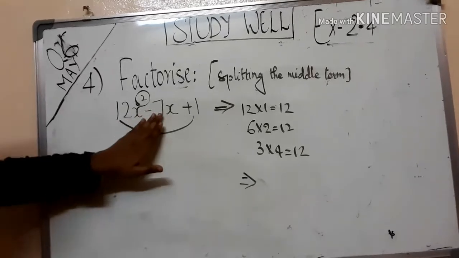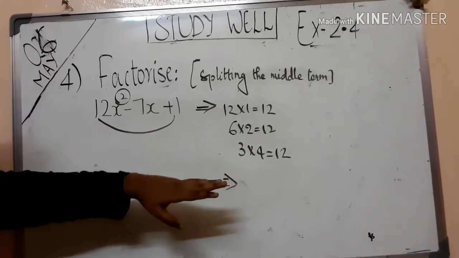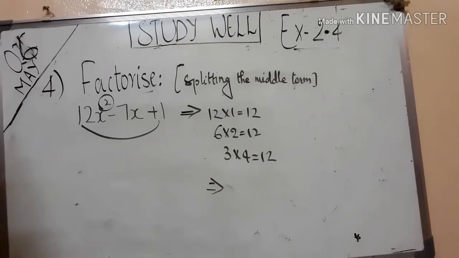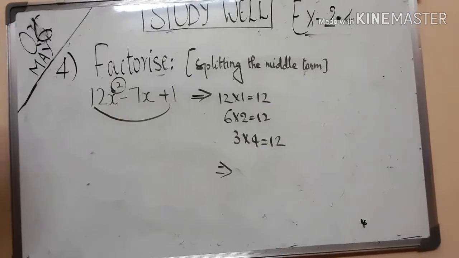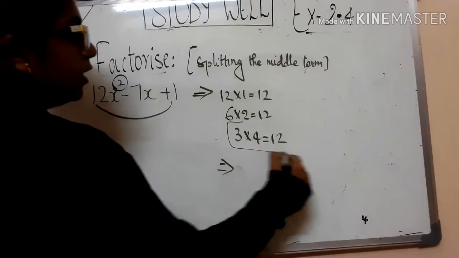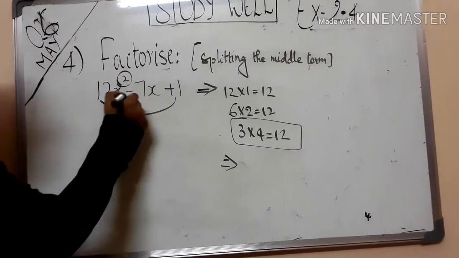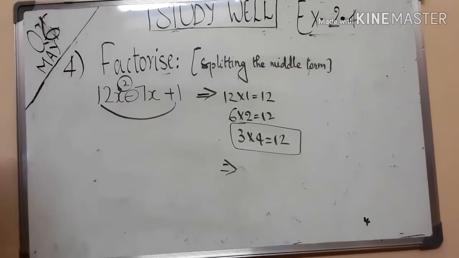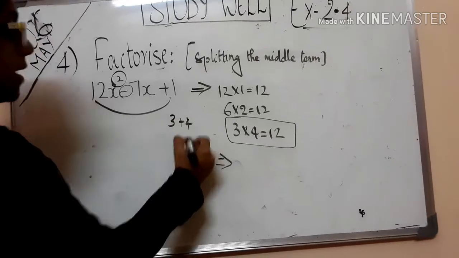Now what is our second step? The second step is to decide which numbers when added or subtracted will give us 7. Here we know that when we add 3 and 4, we will get 7. And when we multiply those numbers, we will get 12. So it satisfies our rules, and therefore we can use 3 and 4. And which sign do we need to use? As the sign of 7 is minus, we need to use the negative sign for this.